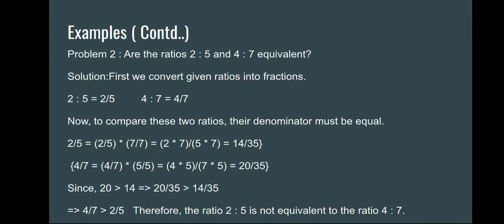Since 20 is greater than 14, this implies 20 by 35 is greater than 14 by 35, which implies 4 divided by 7 is greater than 2 divided by 5. Therefore, the ratio 2 is to 5 is not equivalent to the ratio 4 is to 7.